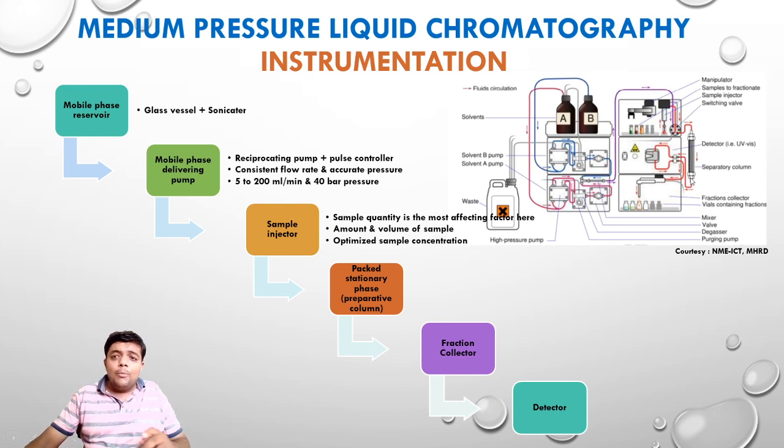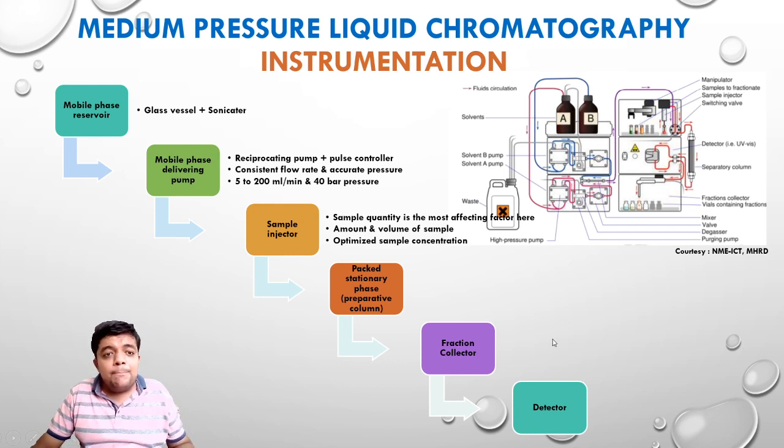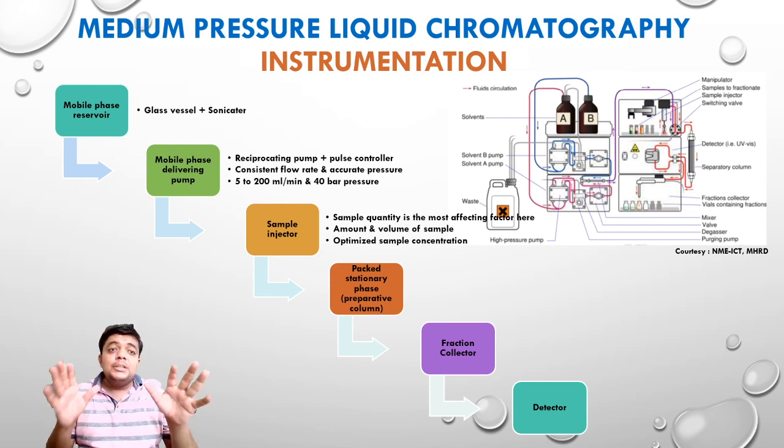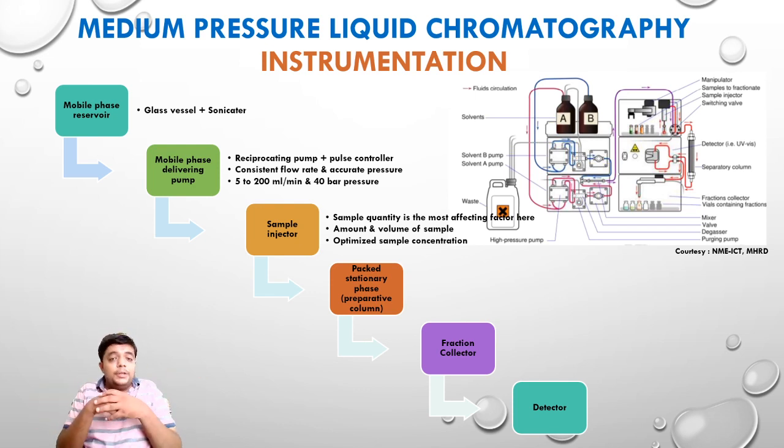You have a mobile phase reservoir tank, you have mobile phase delivering pumps, you have a sample injector, you have a packed stationary column, you have a fractional collector. This is a new thing, and then you have a detector. Pumps are also there, high pressure pumps. But as we have already described a lot about these high pressure pumps earlier, we will not be focusing much on high pressure pumps over here.